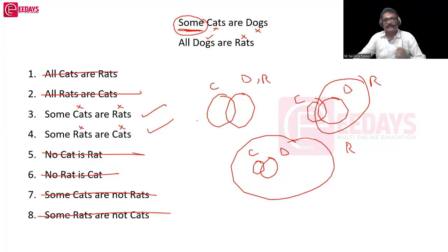ఇక్కడ మనకు ప్రాపర్టీస్ ఏమేమి నేర్చుకున్నాం? Middle term must be there in the conclusion, no: middle term must be distributed at least once in the statement, middle term should not be there in the conclusion. Next, if any term is distributed in the conclusion, the term must be distributed in the statement. And what next? If any statement is a particular, the conclusion must be particular.